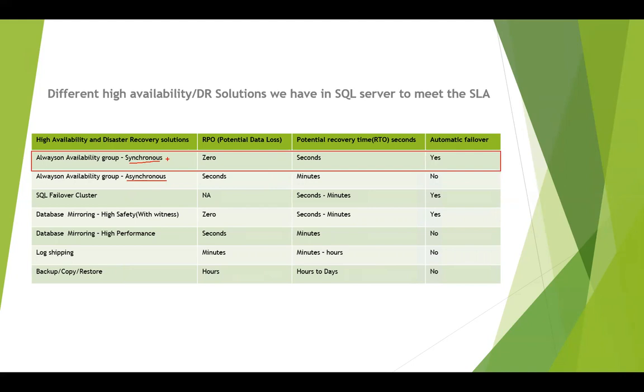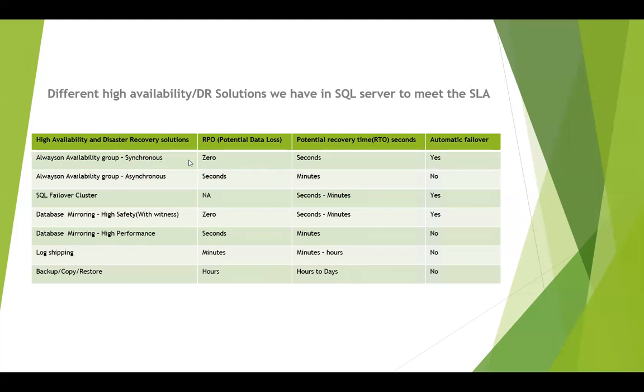In older versions, we have database mirroring, right? Even in current versions, we have database mirroring. In database mirroring, we used to call it high safety and high performance, right? High safety is synchronous, high performance is asynchronous. So what is the RPO and RTO is highlighted here, right? So let's consider that you have always on with synchronous, right? If you have always on with synchronous configured, you have an automatic failover supported.